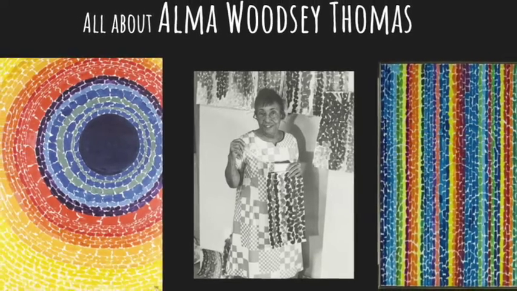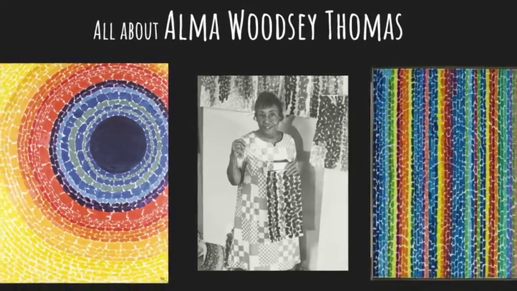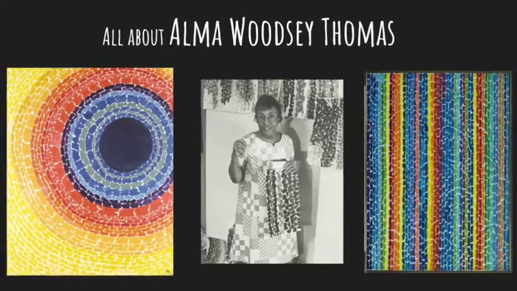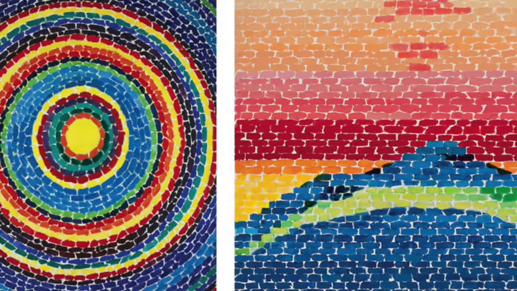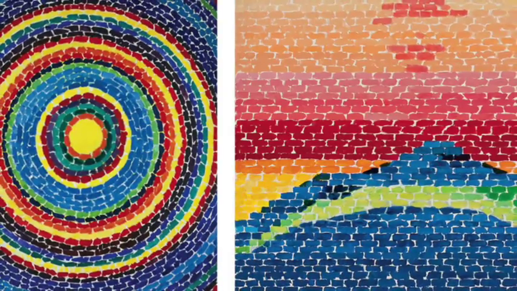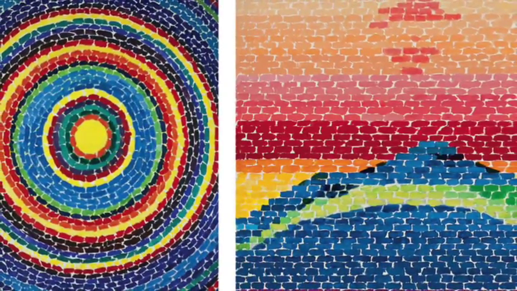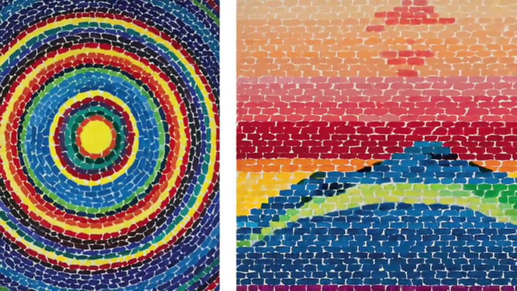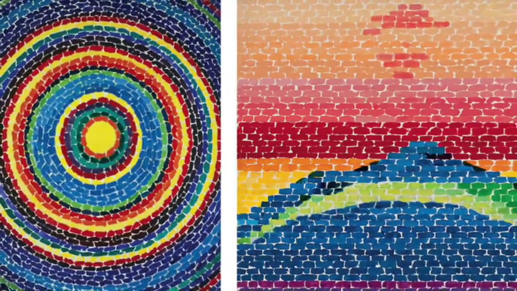Today we're going to learn all about Alma Woodsey Thomas. Alma Woodsey Thomas was a famous African-American artist who was born in 1891. Not only was she an artist, but she was also an art teacher, and she loved to paint beautiful and colorful pictures. Many of her artworks include all of the colors of the rainbow.